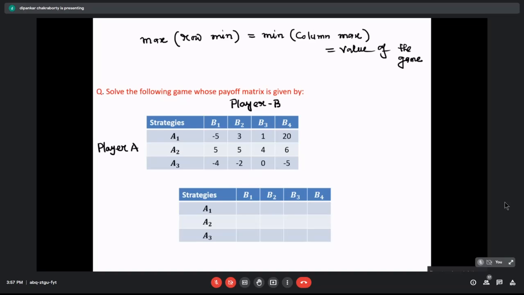Okay, so now, this is the game. First write down: solve the following game whose payoff matrix is given by this. Have you written down the problem?